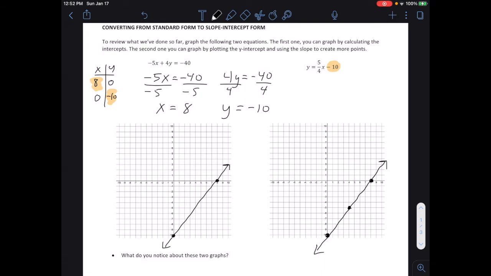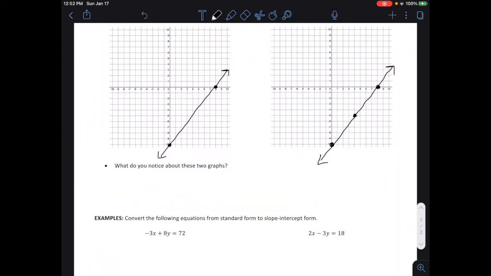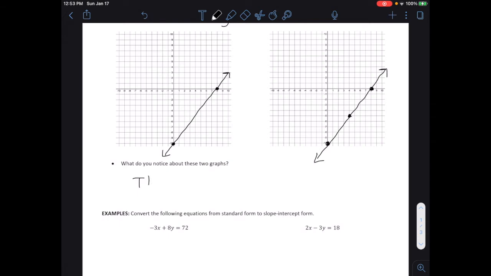And the graphs look the same. The only difference is we have an extra point on the right-hand side because we used our slope to find more points, and our slope is 5 over 4, so we couldn't go the whole way, all the way up to that x-intercept. All right, and I think I've just told you what the question down below asks. What do we notice? They are the same. Although they were in different forms, they are the same equation.